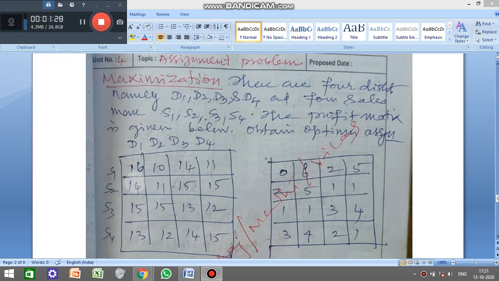You will have 16 minus 14, you will have 2. 16 minus 11, you will have 5. 16 minus 15, you will have 1. 16 minus 15, you will have 1. You do like that. Subtract all these elements from 16. You will get this. Now this maximization problem becomes a minimization problem. Okay, right. Now already we know how to solve the minimization problem.